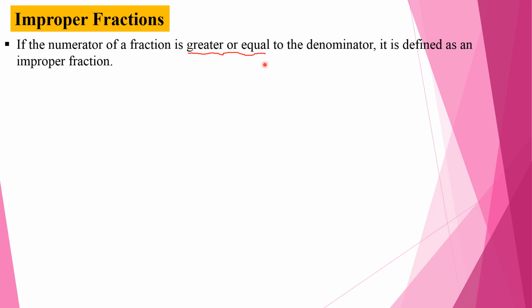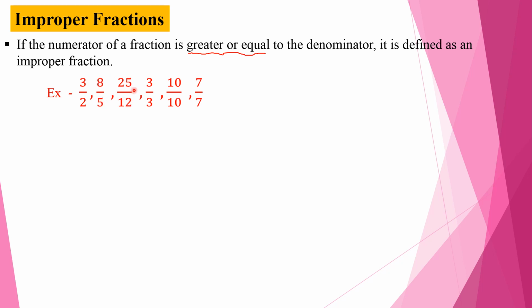Let us discuss some examples. First one, 3/2. Can you see the numerator? The numerator is greater than the denominator because 3 is greater than 2. So this type of fractions are called improper fractions. This one, 8/5. 8 is greater than 5, then this one is an improper fraction.